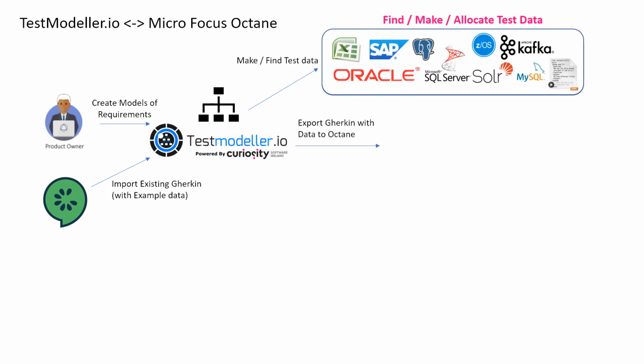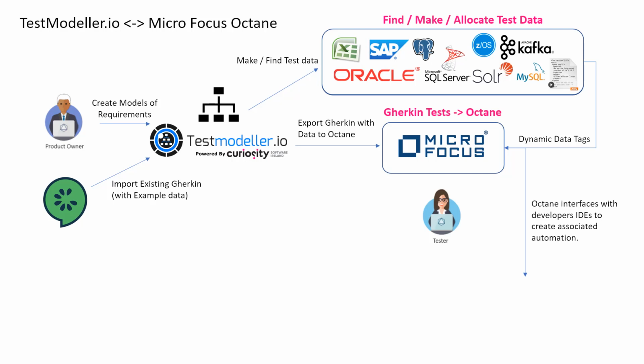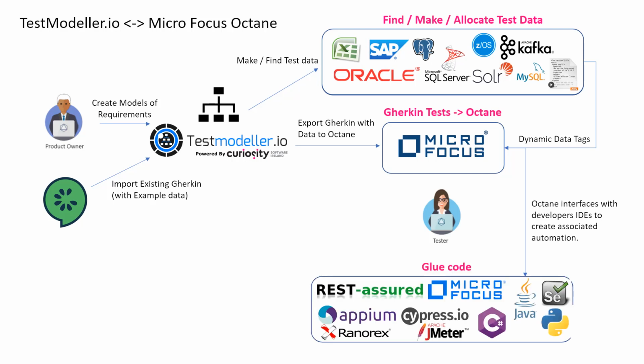We can also export our Gherkin scenarios with our data overlaid into Micro Focus Octane. From here, we can have our dynamic data tags embedded, and what can then happen is Octane interfaces with developers' IDEs and associated environments, and can create the automation with the associated glue code inside this framework. Once that has been created, the automation scripts can be executed, along with any test data resolved just in time as the automation is running.